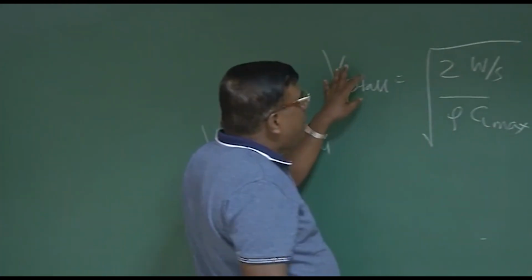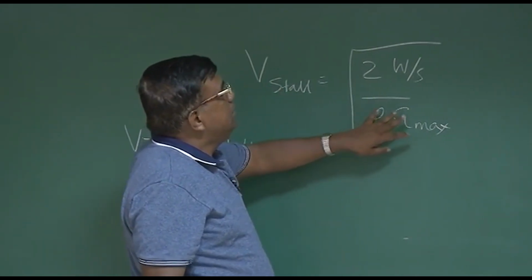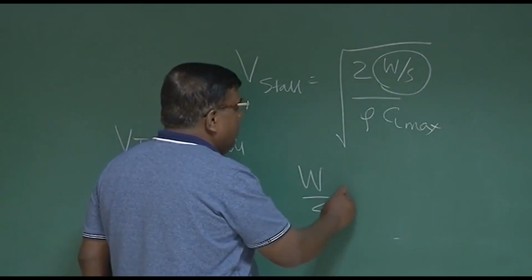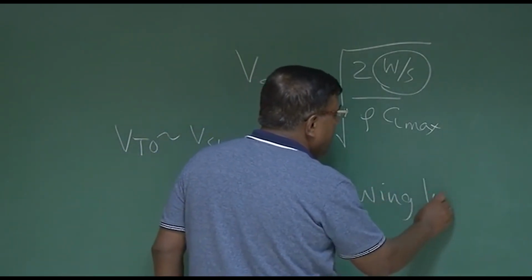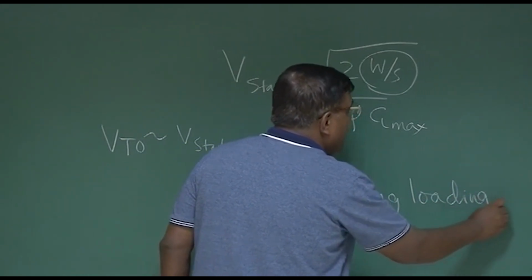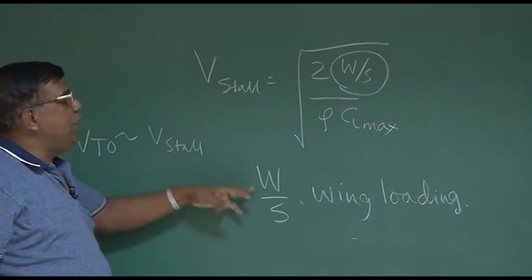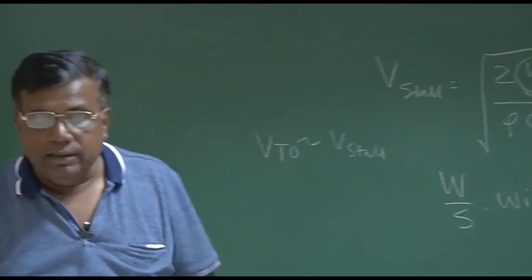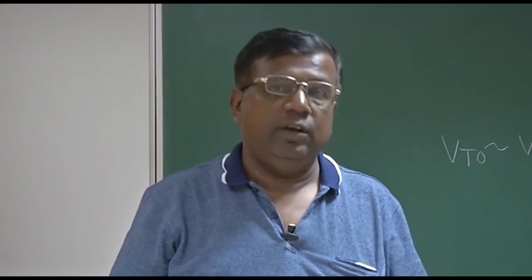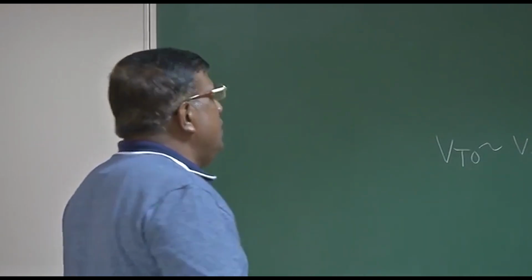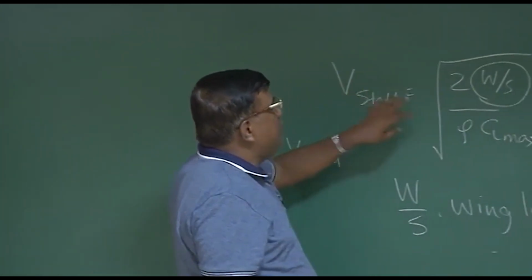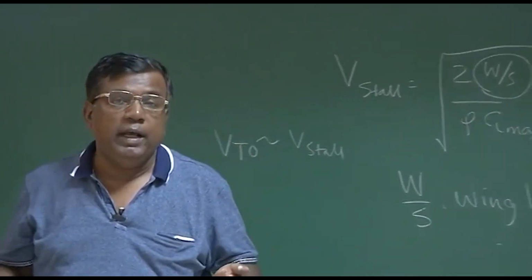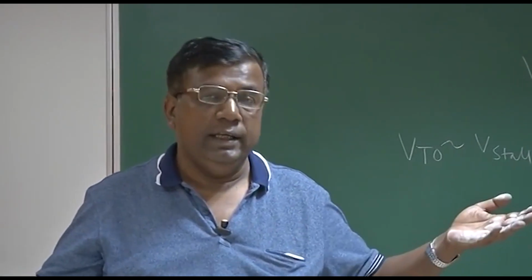So who plays a vital role for a given altitude and given aerofoil? It is the W by S, and W by S is called wing loading. You could see from here, if W by S is large, Vstall also will become large. What is the meaning of W by S large? It means relatively the S is small. That is why W by S has gone high. Or in other way, if I want to reduce Vstall, keeping other things constant, I must have very low value of W by S. Low value of W by S means what? S is relatively high, which is correct.